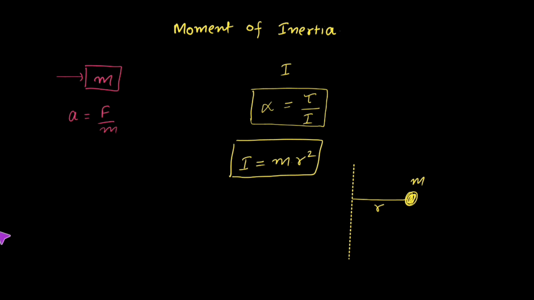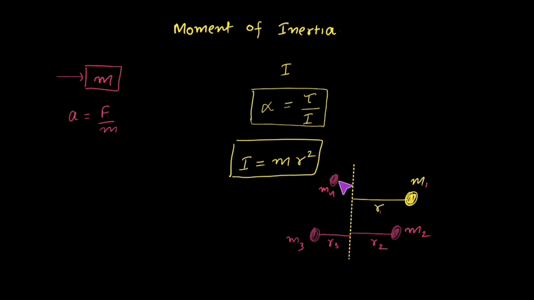Now consider what happens sometimes. The object is not made up of a single mass. Sometimes there is more than one mass. So this is m1, this is m2, there may be m3, there may be m4. So in this case we have to take the summation of all. This is m1, and the distance of mass m1 from the axis of rotation we are assuming to be r1. Similarly, this object is m2 and its distance from the axis of rotation is r2. Now this object is mass m3, and the distance from the axis of rotation is r3.